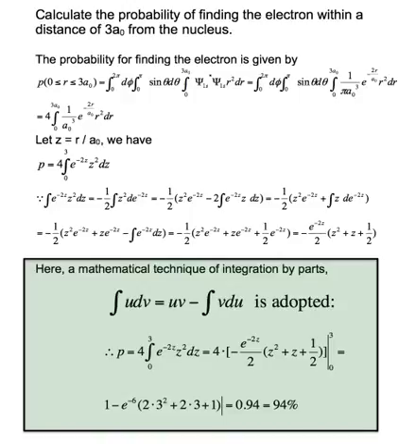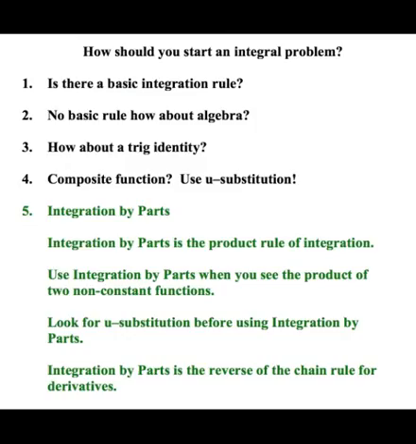Integration by parts is one of the more complicated techniques we will study in this chapter. In this example, integration by parts is applied to the probability question of finding an electron within 3 Bohr radii from the nucleus. The formula for integration by parts is illustrated below. The integral of u dv is equal to uv minus another integral of v du.